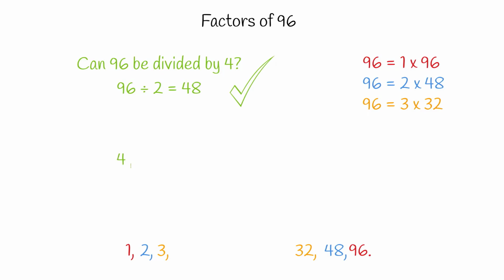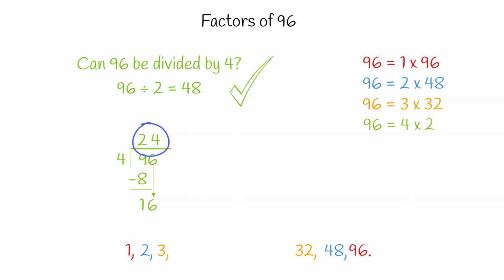Now we need to work out how many 4's go into 96 to find the other part of the factor pair. 4 goes into 9 twice. 4 times 2 is 8. 9 take away 8 is 1. Bring the 6 down. Now we need to figure out how many 4's go into 16. The answer is 4. So 4 goes into 96 24 times.